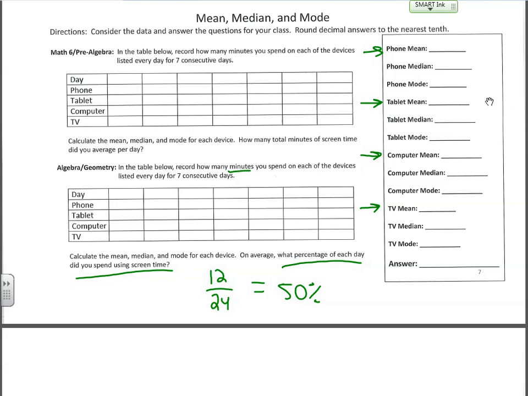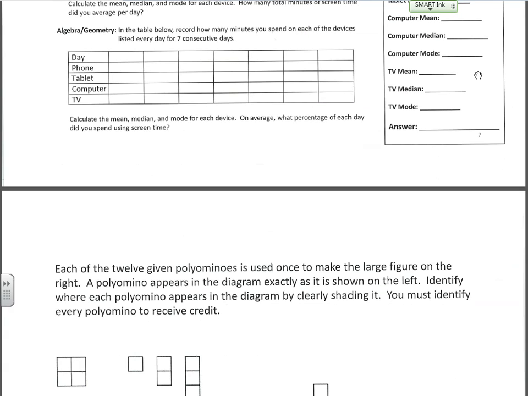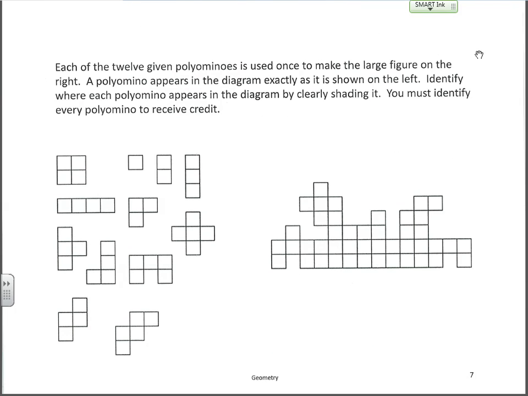And then finally, we have the polyomino question. You might be able to get some answers for the pentaminos by looking at what I have here. But where in the large figure does each individual polyomino fit? Identify them and put them in their place. And that's math packet number 7. That about wraps that up.